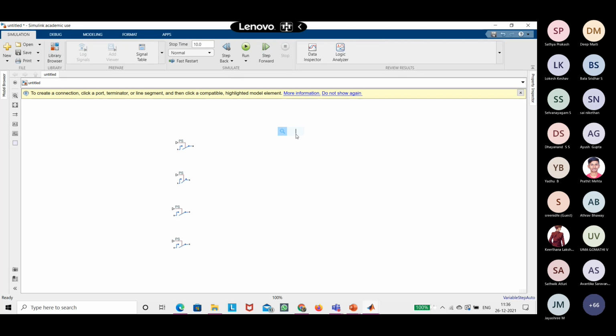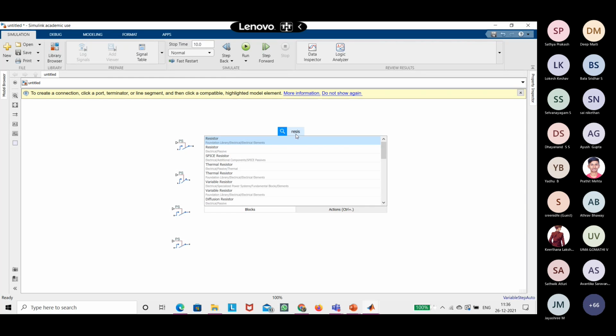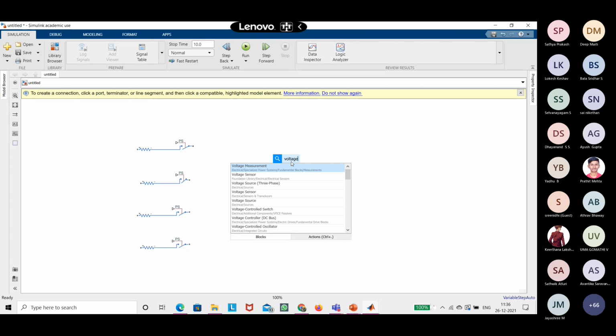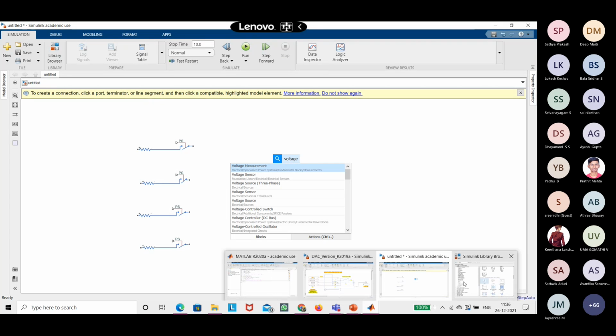Now search for resistor. Just make a connection on that. And then we'll have a voltage source. Okay, I'll do that from the library browser.